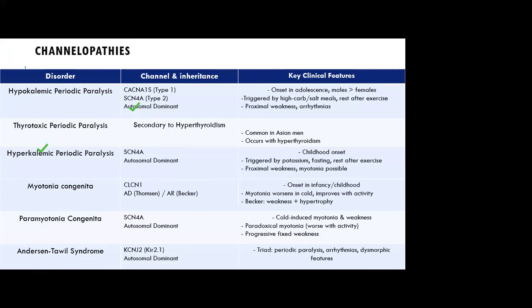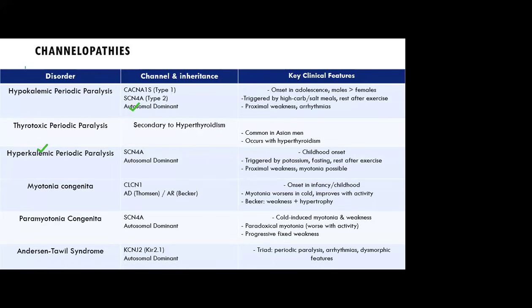I would like to mention here the channelopathies: hypokalemic periodic paralysis, thyrotoxic periodic paralysis, hyperkalemic periodic paralysis, myotonia congenita, paramyotonia congenita, and Anderson-Tawil syndrome. These are some of the common channelopathies. Hypokalemic periodic paralysis has type 1 and type 2. Most common is type 1, which is secondary to a calcium channel mutation and is autosomal dominant.